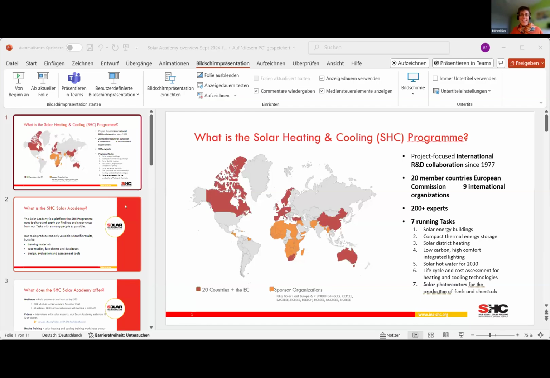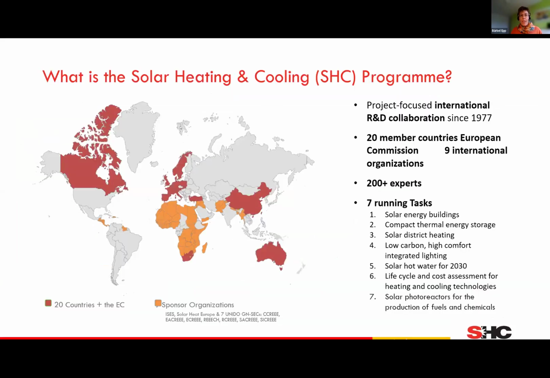Thank you, Arabella. Great news. I welcome everybody to this webinar today, another IEA Solar Heating and Cooling Solar Academy webinar. I will give you a short introduction into what the IEA Solar Heating and Cooling Program is. It's a long-standing R&D collaboration with 20 member countries that you see here on this map in red. The orange marked countries are members of the IEA SHC via supporting organizations. We have more than 200 experts around the world, and they work together in different research platforms.